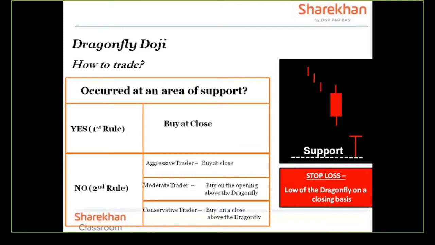If you ask me as a trader, be it any pattern, hammer, dragonfly doji, or the other patterns we're going to be discussing, I prefer entering the trade based on that particular pattern only in the next candle, when it goes above the high of that bullish pattern.